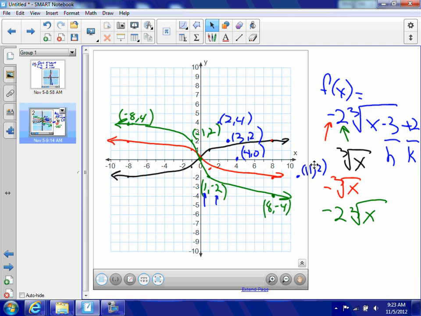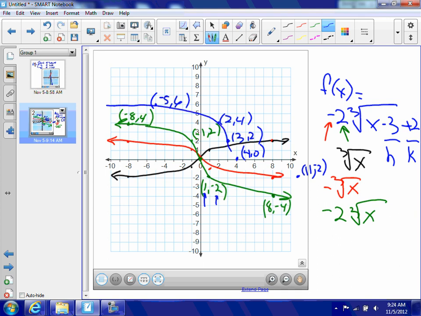So I'm back to my blue here. I got that one there. And this one here now becomes to the right 3 and up 2. So that should become negative 5, 6. And my graph should look like that. Does that look okay? Yeah. So that's a transformation of a function.